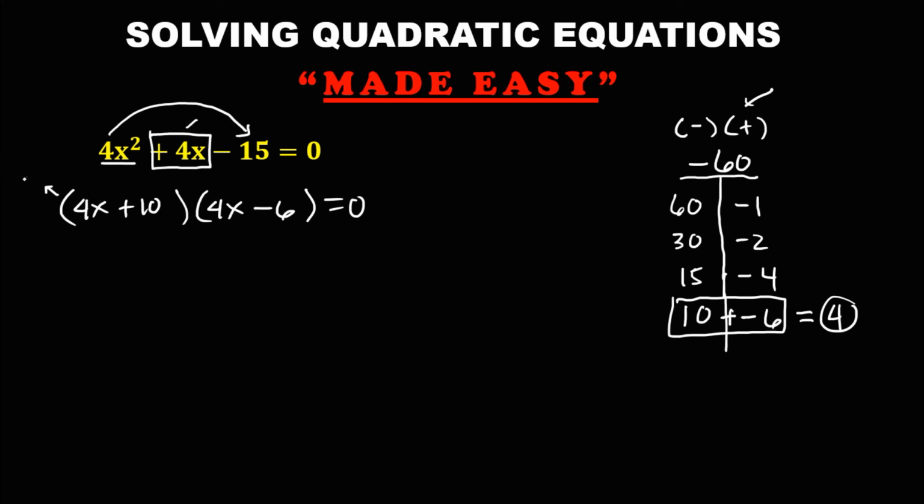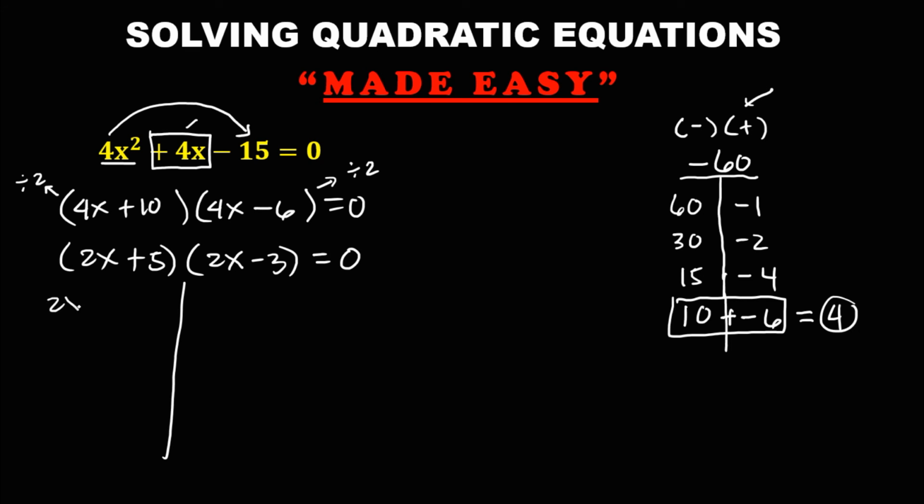Then we need to reduce. This is divisible by 2, so this becomes 2x plus 5. Then for this factor, also divisible by 2, 2x minus 3, then equals 0. And to solve for x, we have 2x plus 5 equals 0, and 2x minus 3 equals 0.